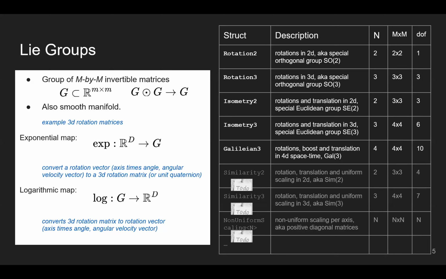The library supports the following structures at the moment: 2D rotation, 3D rotation, 2D and 3D isometries, rotation plus translation, which are also called the special Euclidean groups, SE2 and SE3. And recently I had some fun also adding the Galilean group 3 of space-time transformations. And I plan to add more in the future.